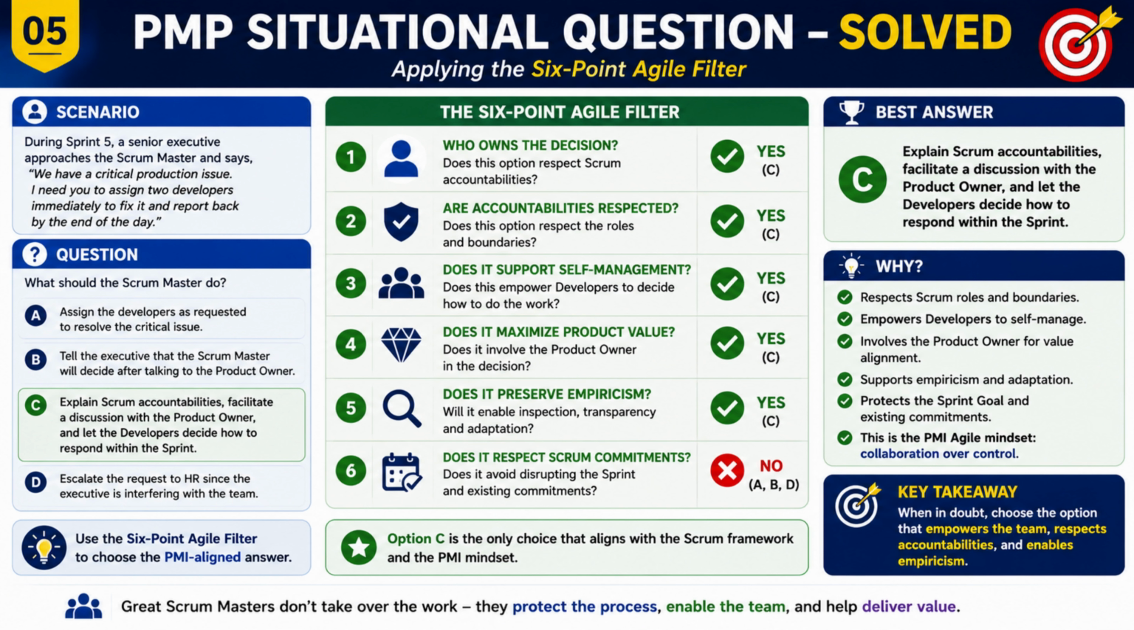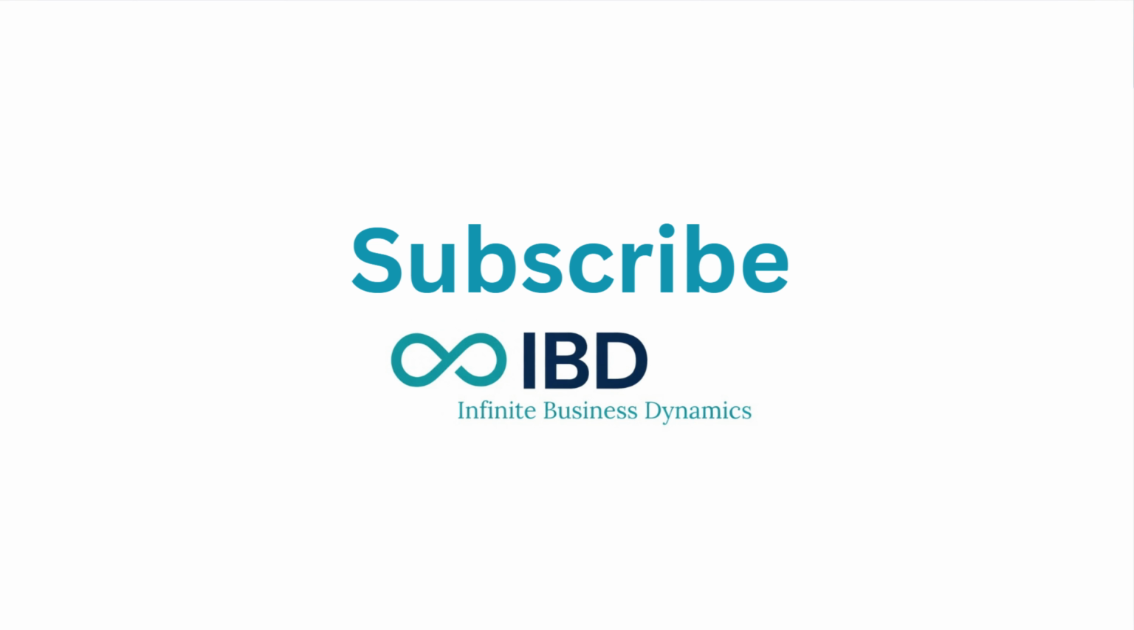This option respects Scrum roles, supports self-management, involves the product owner where product value is concerned, preserves empiricism, and protects the sprint goal unless the team collectively determines that adaptation is necessary. This is exactly how PMI expects you to think. Whenever you're unsure, don't ask yourself, who can solve the problem the fastest? Instead ask, which option empowers the team, respects accountabilities, preserves empiricism, and delivers value through collaboration? If you use that mindset consistently, you'll eliminate many incorrect answers before you even compare the remaining options.